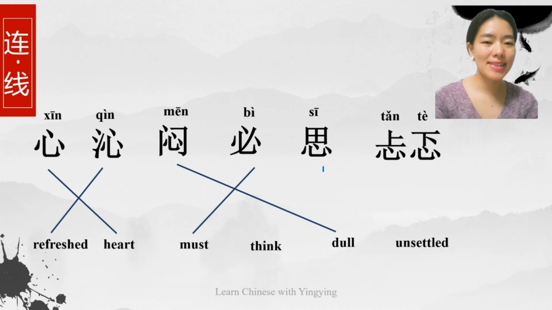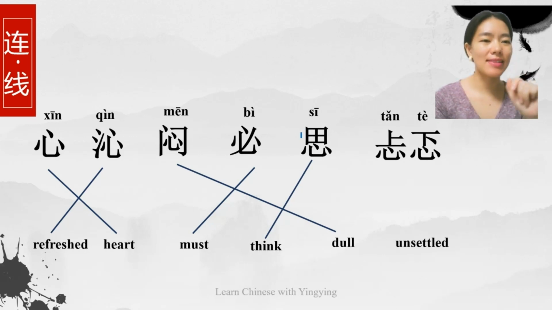And this one is si. It means think. So the top of it symbolizes farming land. You see, we always put our heart to think how to improve the productivity. So this is the word si, and the meaning of it is think.